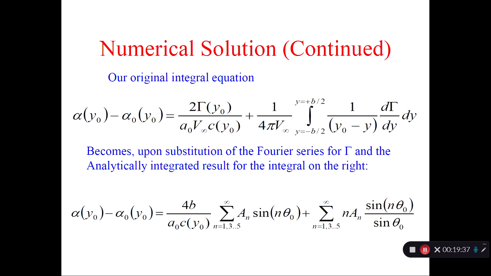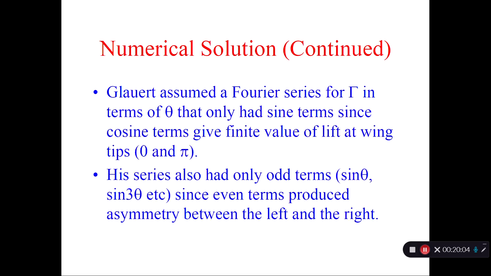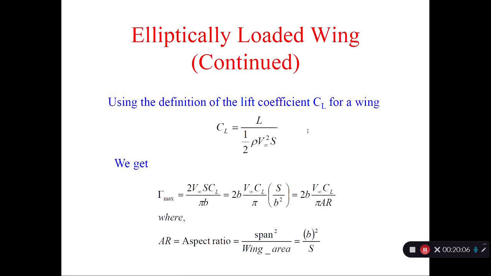What happens if you just keep 1 term? Then you just get 1 term, 2bV infinity times sine of theta. That's nothing more than our elliptical loading. Remember, our elliptical loading gamma was some constant times sine of theta. So we get back our elliptical loading with 1 term. So the other terms deal with how much we are deviating from an elliptically loaded situation. So let's go back and see the elliptical loading gamma.